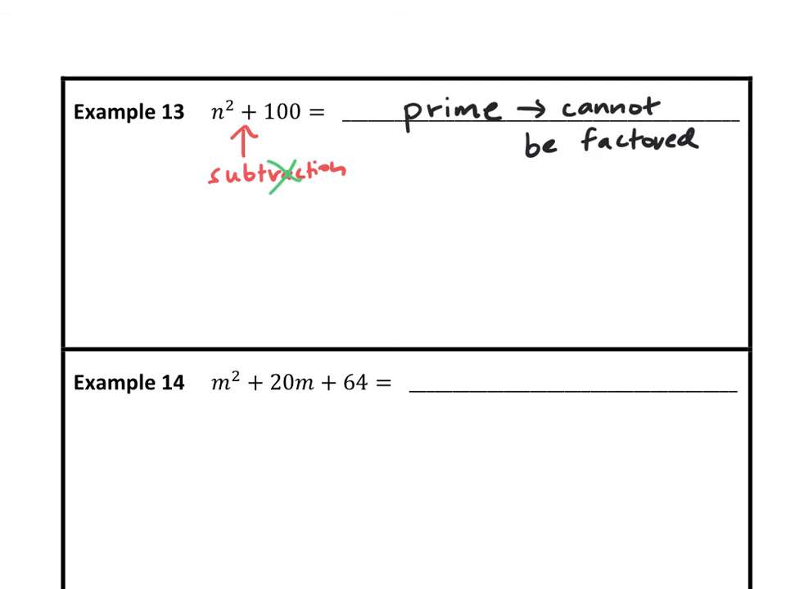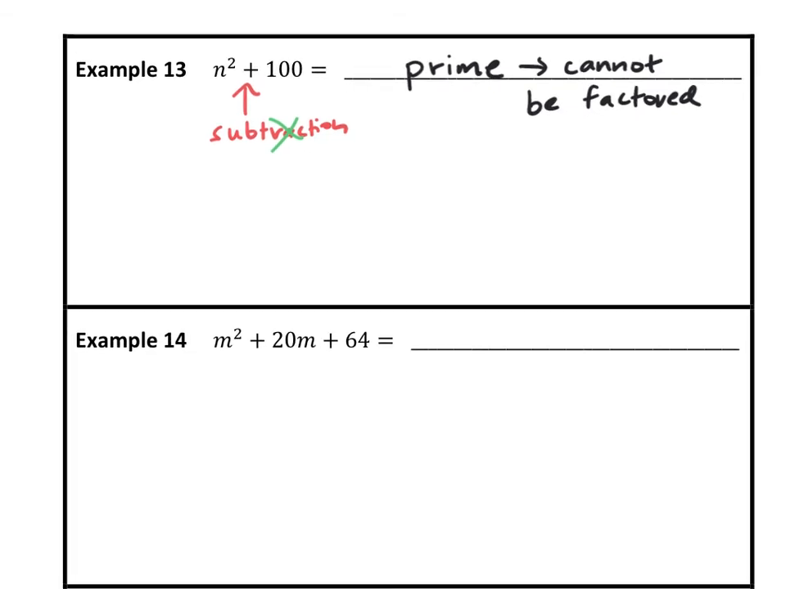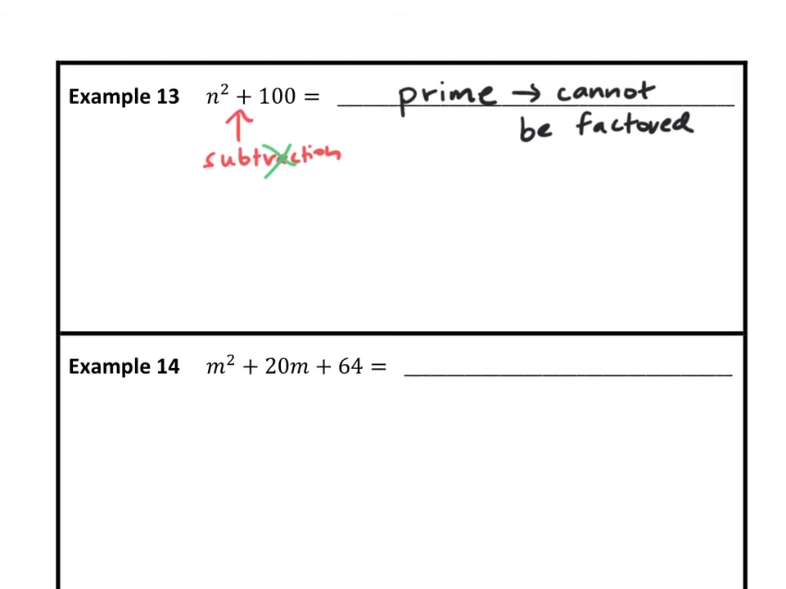Okay. Example 14. It looks like it could possibly be a perfect square trinomial because we have 3 terms. So we've got to check a couple things first. Can I square root the first term? Yes, I can. Check. Can I square root the last term?